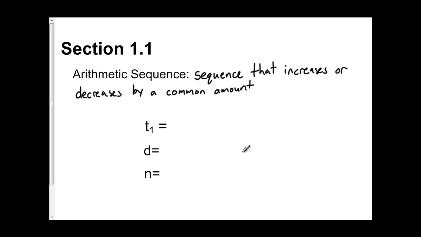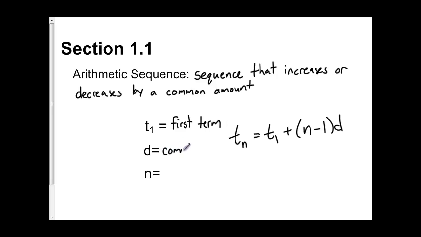Now we can find any individual term in an arithmetic sequence by using the equation Tn, or any term, equals T1 plus n minus 1 times d. And in this equation, T1 is equivalent to the first term, d is equivalent to the common difference, or how much it's going up or down by every time, and n is going to be the number of terms, or the term number.